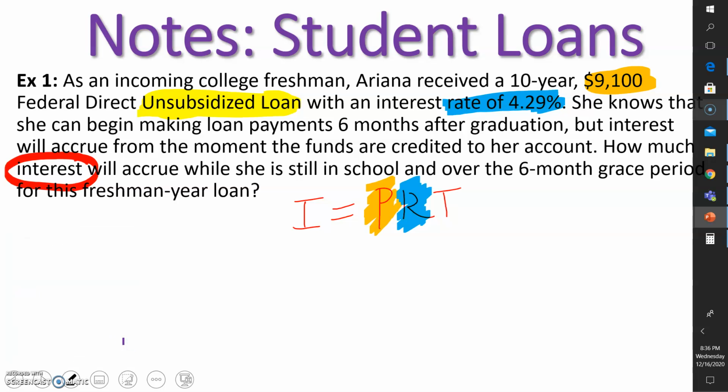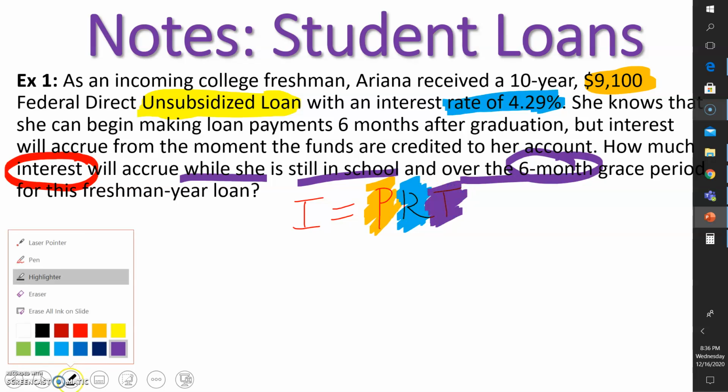Now, if we look closely at the problem, we do see that the loan is a 10-year loan. However, the question just wants to know how much interest will accrue while she's in school and over the 6 months. We are assuming that she's at a 4-year school and we have 6 months. So 4 years and 6 months is 4.5 years. So our T will be 4.5.